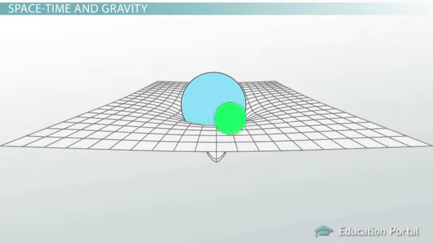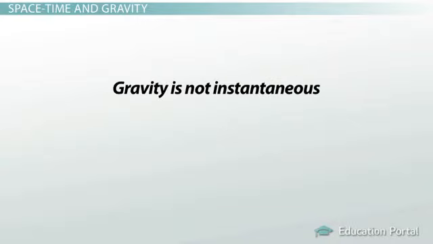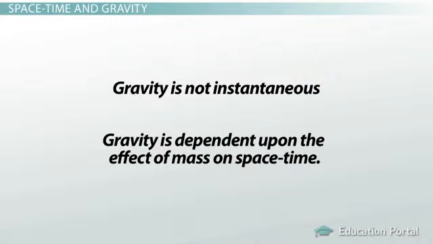Smaller objects would change their state of motion towards and around the larger objects in space-time, much like on a trampoline. Likewise, if an object is removed from space-time, so is its effect on space-time. A wave would be spread away from the object once removed. Therefore, it would take time for this effect to be noticed. In other words, gravity is not instantaneous, but rather gravity is dependent upon the effect of mass on space-time.